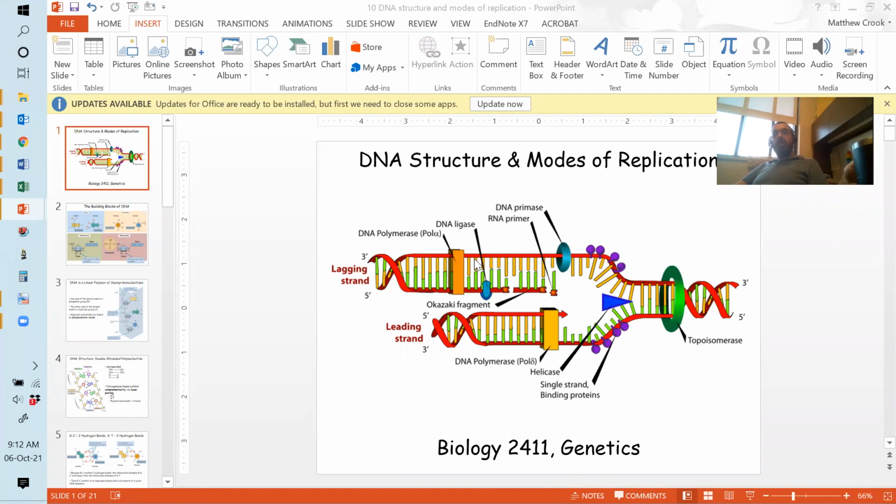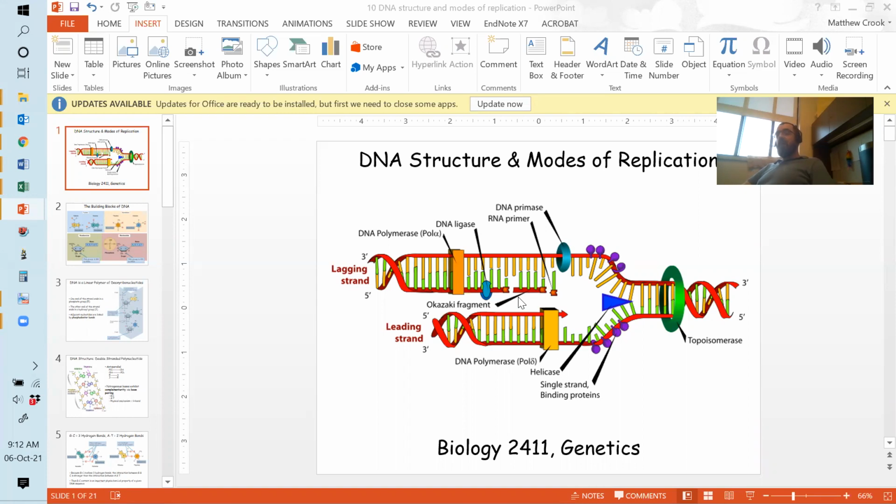The reason why it is called the lagging strand is because all of these breaks, those little gaps in the backbone, need sealing. They need putting back together. And that's what takes longer. Much longer than the leading strand, which you only have to do once or twice every replication fork.